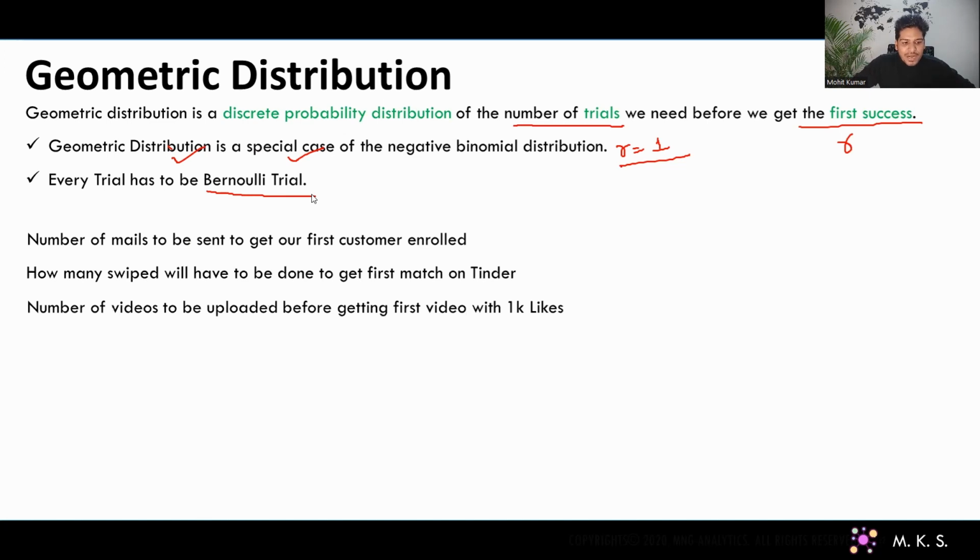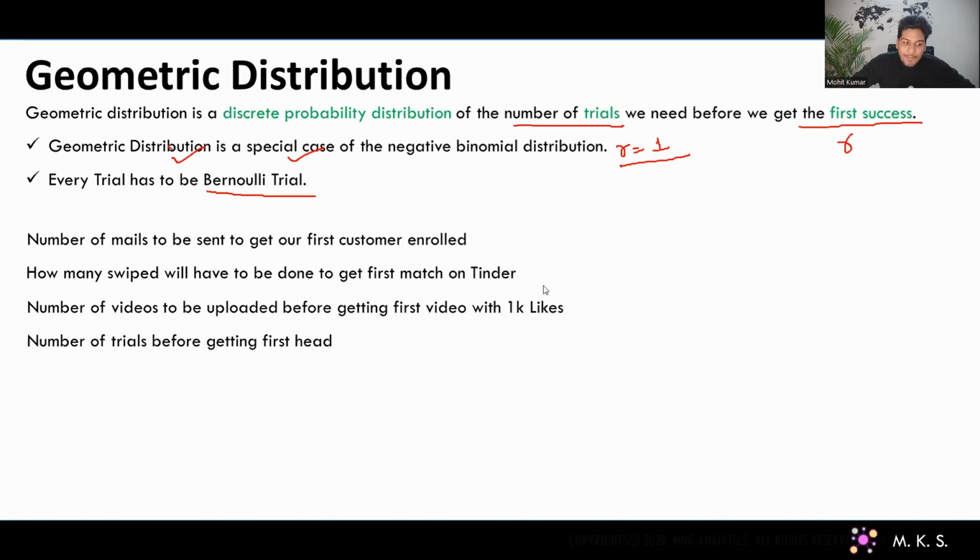Now, the number of videos I will need to upload to get my first video with 1000 likes. I have already uploaded 15 to 16 videos on statistics itself, but I did not get that many likes. So depends on you guys. I can say my R or number of trials is greater than 15 or 16, right? Because so far I have not got any video with 1000 likes, right?